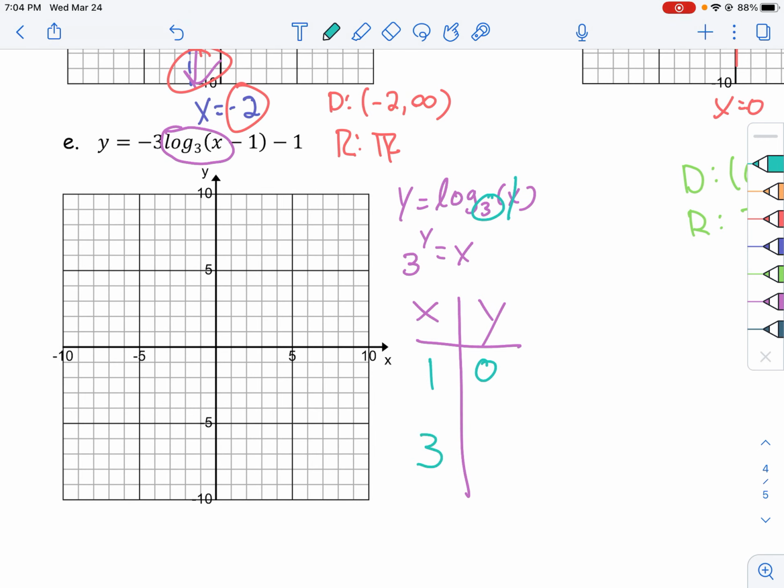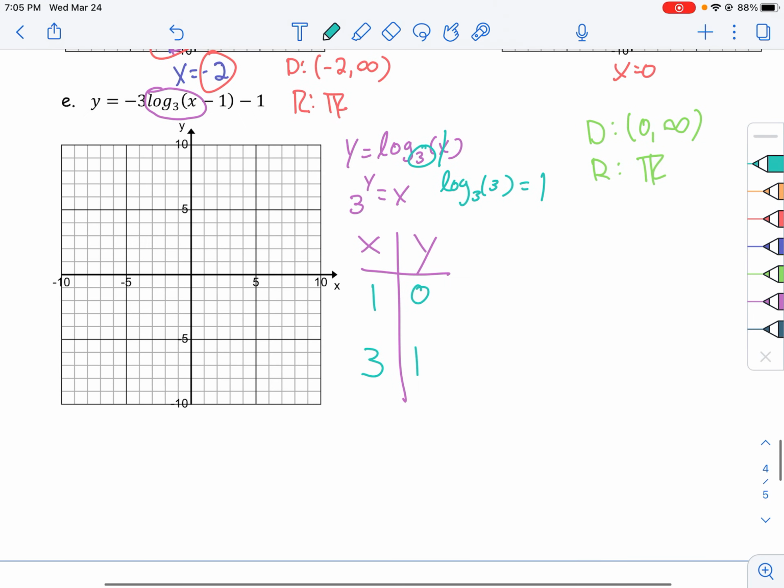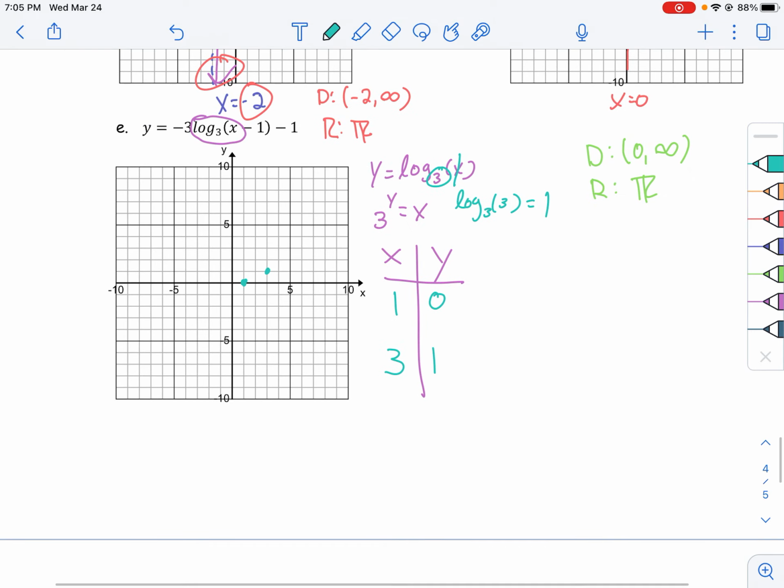And then the next point you're going to plug in is 3, because when you take log base 3 of 3, you get out 1. Okay? So then we have 1, 0. And we have 3, up 1. And then we can draw our vertical asymptote right there at x equals 0. So the first thing you need to do here is the a value. A value says take these points, multiply them by -3. So this is still 0. This one is now -3. So 0, 1 becomes -3. So we're here.